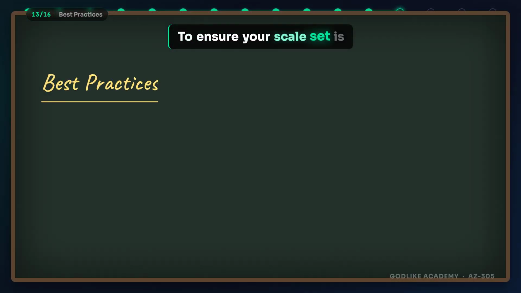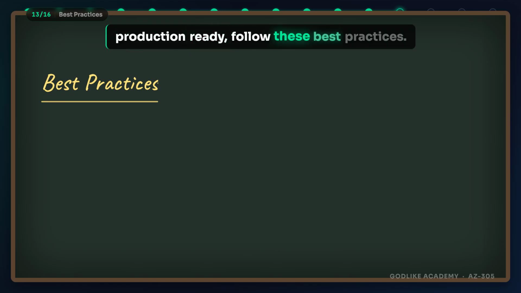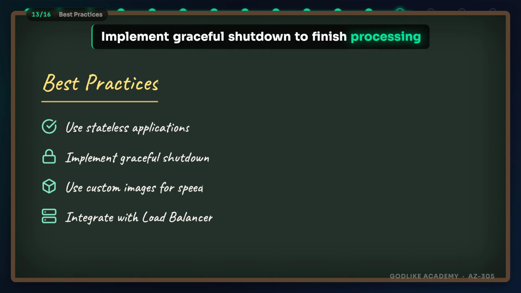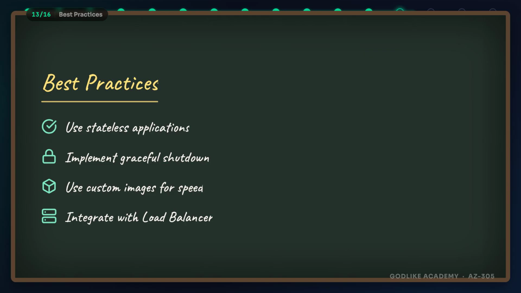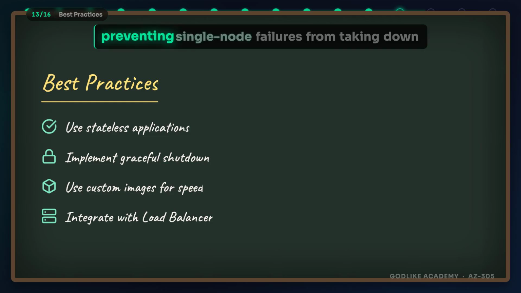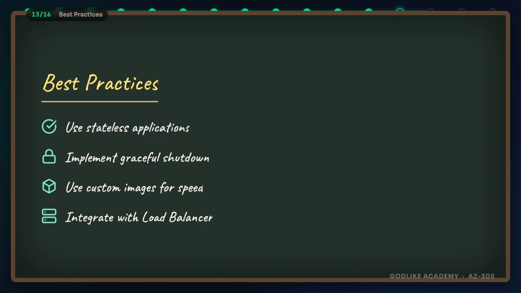To ensure your scale set is production-ready, follow these best practices. Always use stateless applications so data loss does not occur during scale-in events. Implement graceful shutdown to finish processing requests before termination. Use custom images from tools like Packer to speed up provisioning, and always place your scale set behind a load balancer for even distribution, preventing single-node failures from taking down your entire service tier.